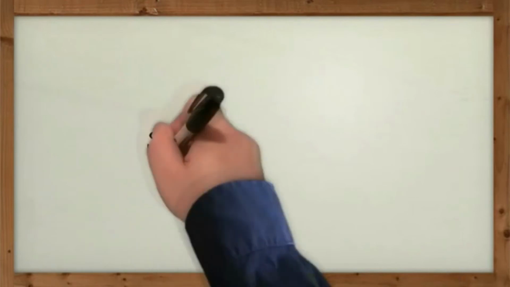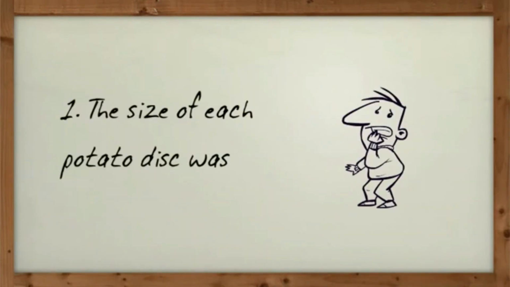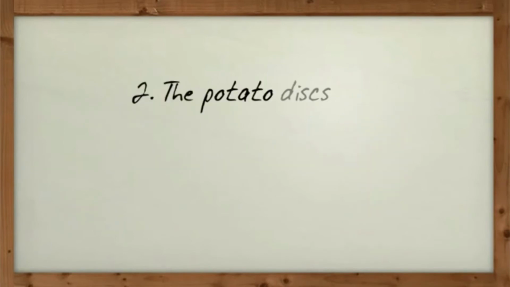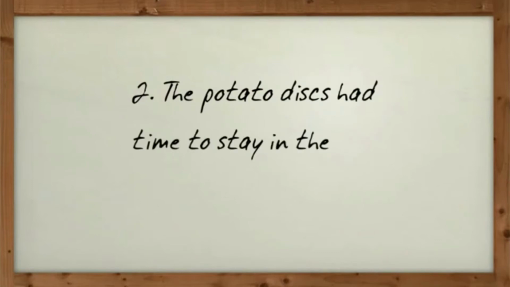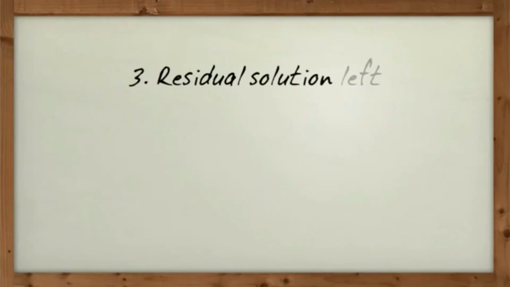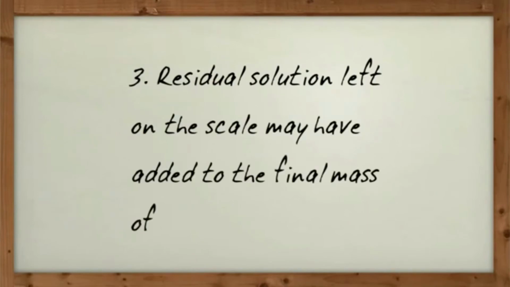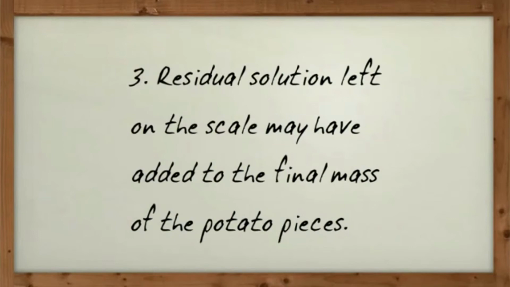Possible sources of error as to why the correct molarities of the solutions were not obtained are: number 1, the size of each potato disc was not the same. Because the larger potato discs have a larger surface area, water diffuses in or out of them more easily than in smaller potato discs. Number 2, the mass of the potato pieces could not be taken right after they were removed from the solution, as the scale was not always unoccupied. Thus, they had time to stay in the air and dehydrate for a period of time, decreasing the final mass of the piece. Number 3, the scale was a little wet from other groups using it at times. Thus, the residual solution left on the scale may have added to the final mass of the potato pieces.